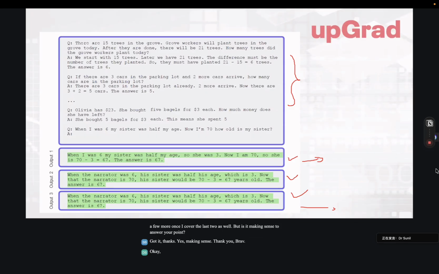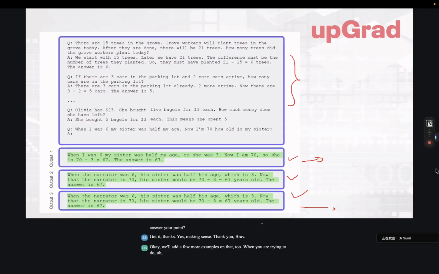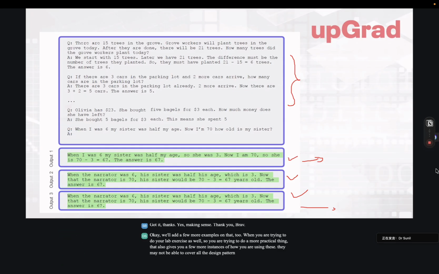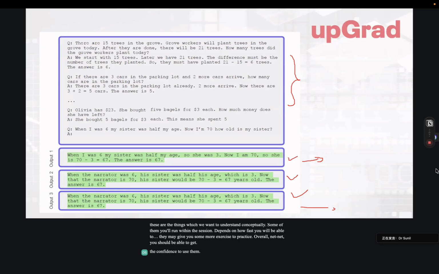Okay, we will add a few more examples. And also when you do your lab exercise, you are trying to do something more practical, and that will also give you a few more instances of how you are using these. They may not be able to cover all the design patterns, let me tell you upfront, but these are the things we want to understand conceptually. Some of them you'll be able to run within the session, depending on how fast you are. They may give you some more exercises to practice. Overall, you should be able to get the confidence to use them.